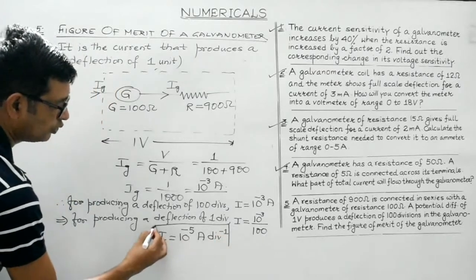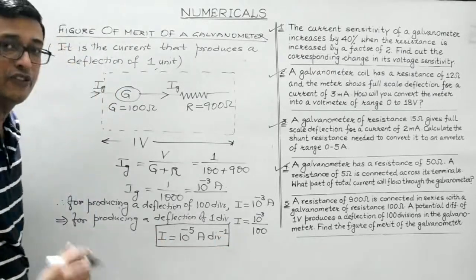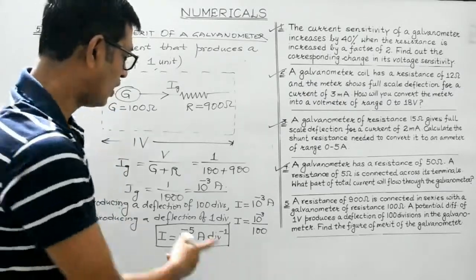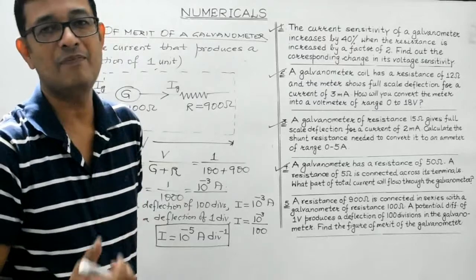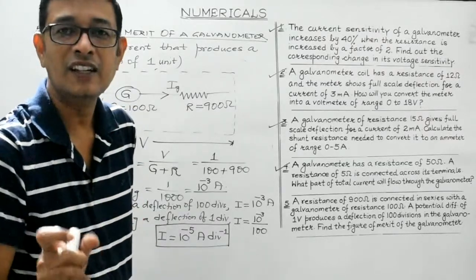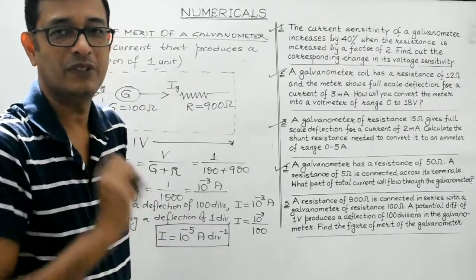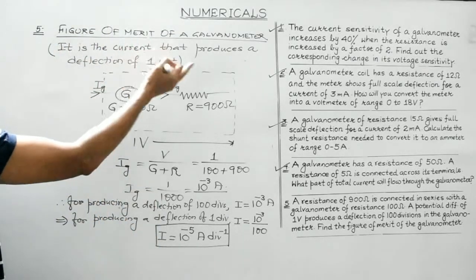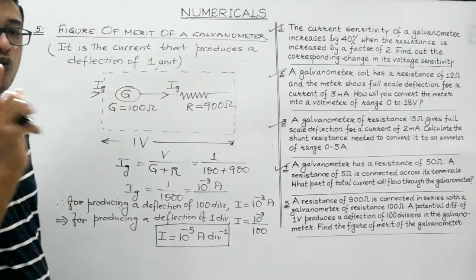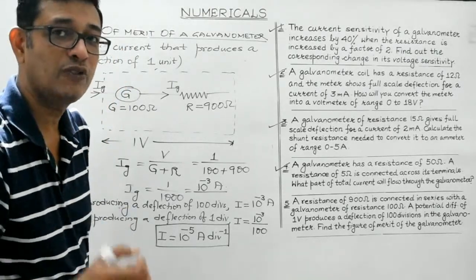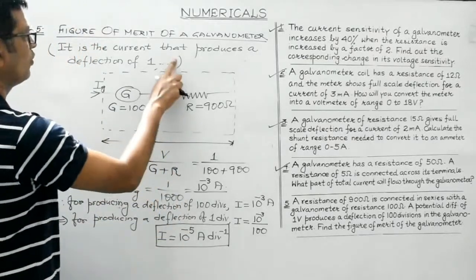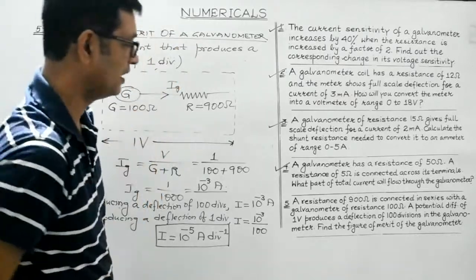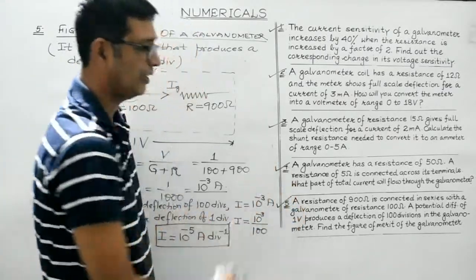So in order to produce deflection of one division, the current required is 10 to the power minus 5 ampere. This is known as the figure of merit of the galvanometer, right? So figure of merit of a galvanometer is actually the current that enables a deflection of 1 unit, or 1 division. You can write anything. So that's the definition of figure of merit. So we are over with question number 5 as well.